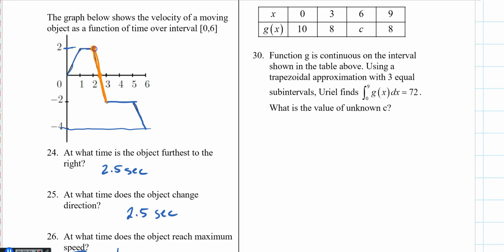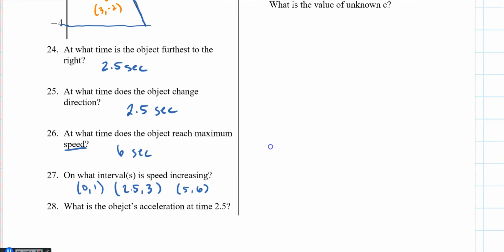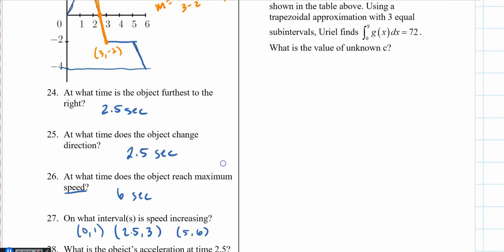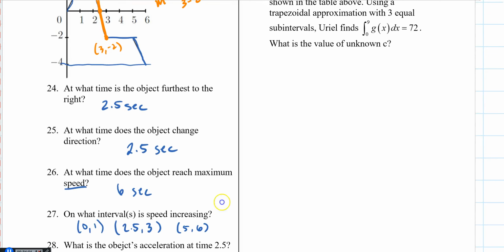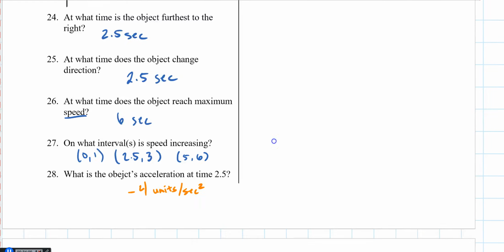So if we take the two endpoints of the line, that point right there is at (2, 2). This point here is at (3, -2). And if I apply what we know about slope from algebra 1, y2 minus y1 over x2 minus x1, that's -4 over 1. So we have a slope of -4, which means my acceleration is, let's see, did we have units? No, it's just going to be units per second squared.